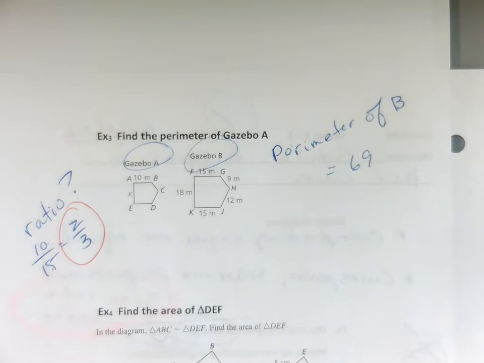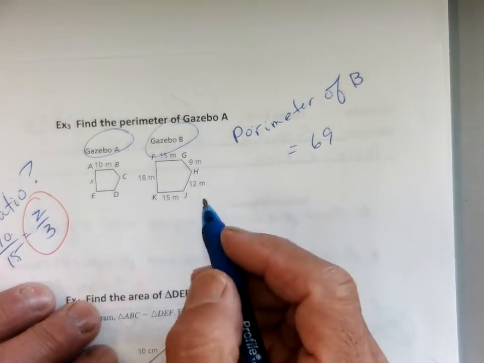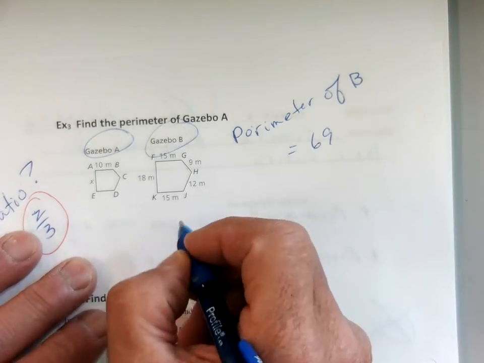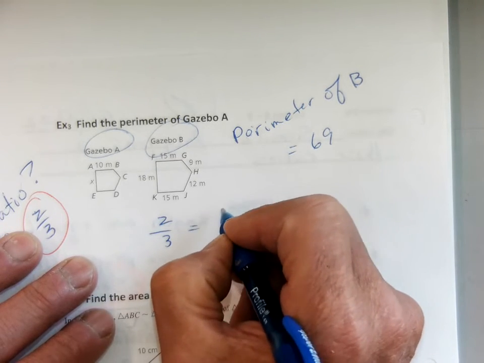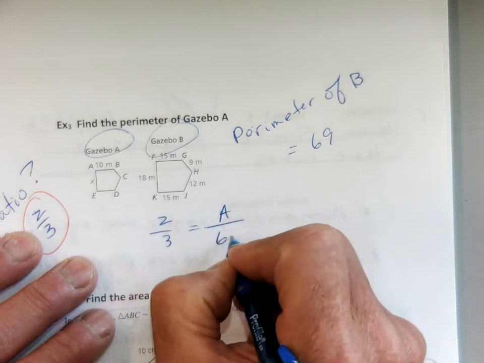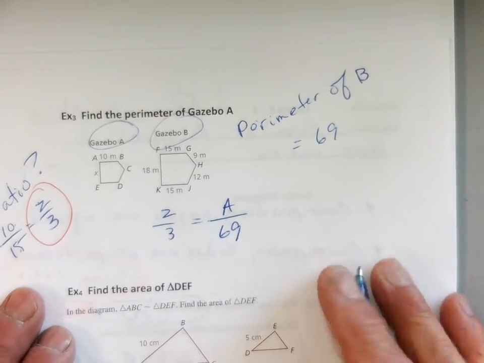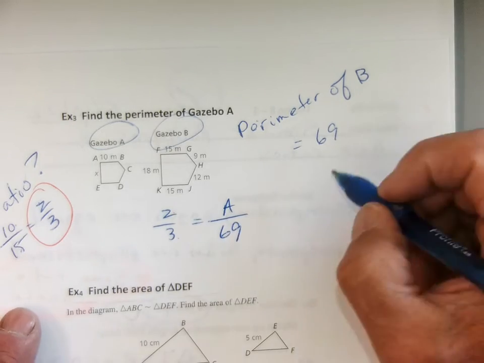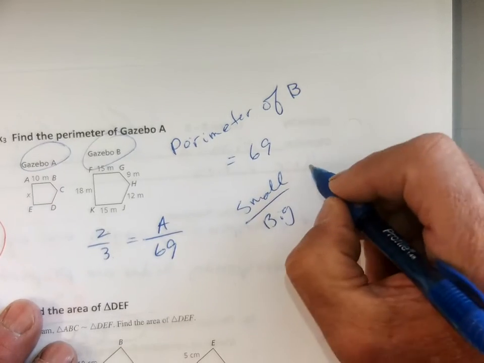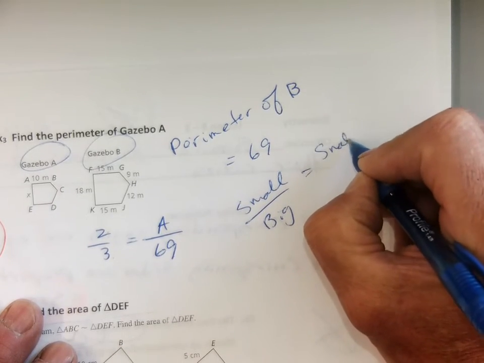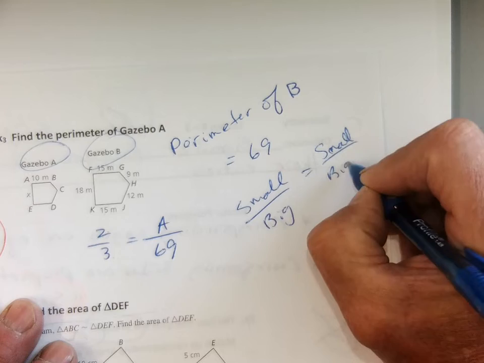So the perimeter should have the same ratio. So I'm going to write this down. And I'm going to say, yes, Scott, you're totally right, okay? So I'm going to set it this way. I'm going to say that 2 to 3 is equal to A over 69. And Scott, you're right. So I went small to big. Let me just write this down so you guys see it. Small to big equals small to big. I've got to set it up correctly.